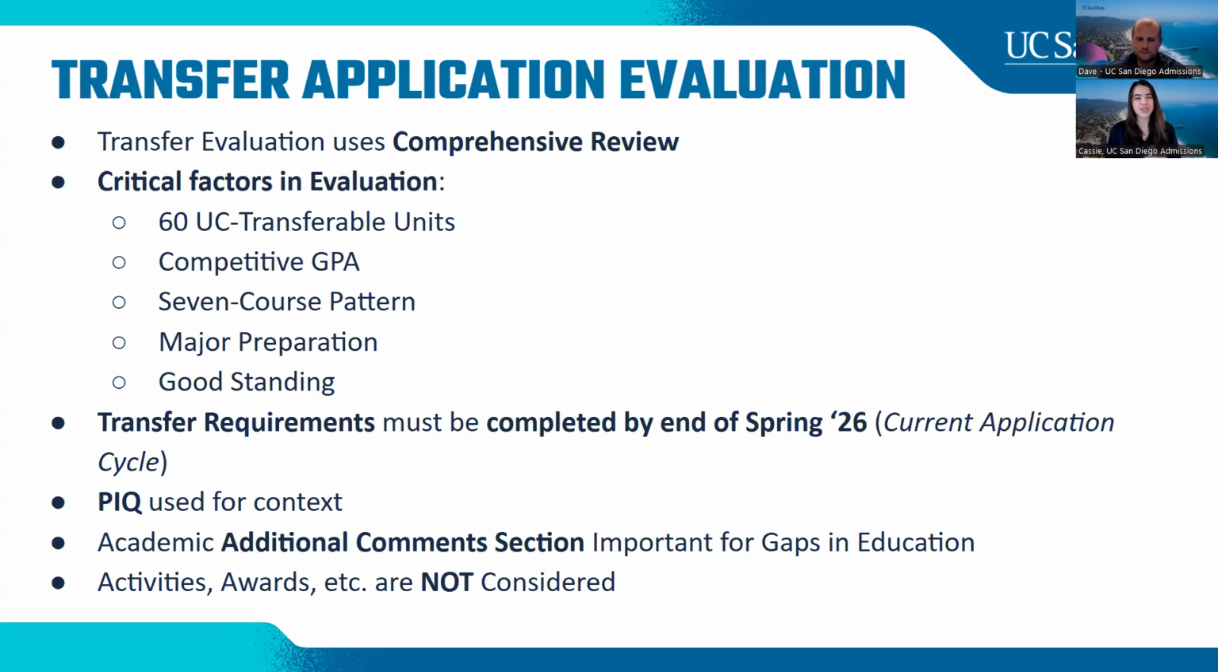So when we were looking at your transfer evaluation, we use comprehensive review, which essentially means we care more about you meeting the minimum requirements, particularly on the academic side of things, than the entire picture. So when we're looking at those transfer applications, we're using those same requirements that Dave just mentioned and did a really good job explaining in the previous slide. So those 60 UC transferable semester units or 90 quarter units if you are coming from the quarter system, a competitive GPA, which really varies depending on the major that you're applying into, that 7-course pattern, major preparation, and having good standing at the institution that you are leaving.